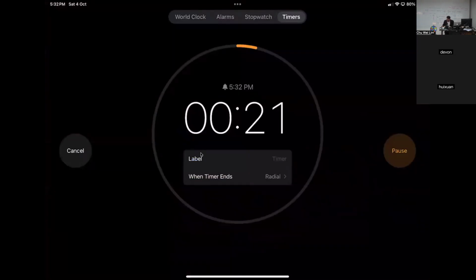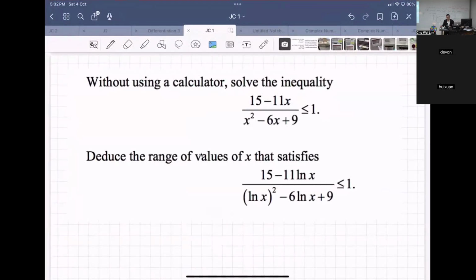Start ready? 30 more seconds. Anyone got an answer? You have an answer, right? Yes, we're right. Take a photo now.